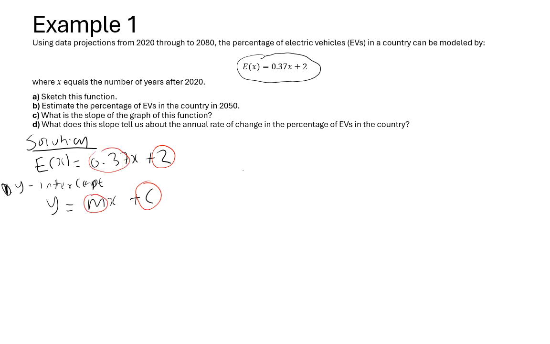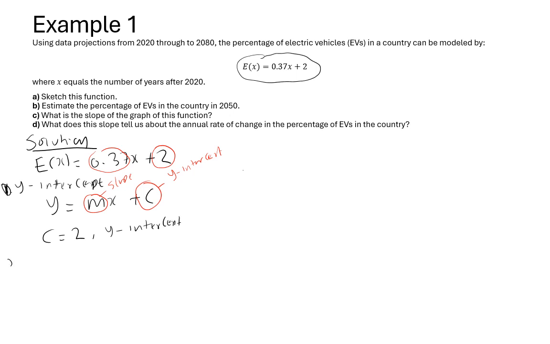So we can say that this is our c, remember it's our y-intercept, and this m is our slope. So from here, our slope is 0.37 and our c is 2. So this even answers question C, what is the slope of the graph of this function? So we have our c is equal to 2. We find the y-intercept.